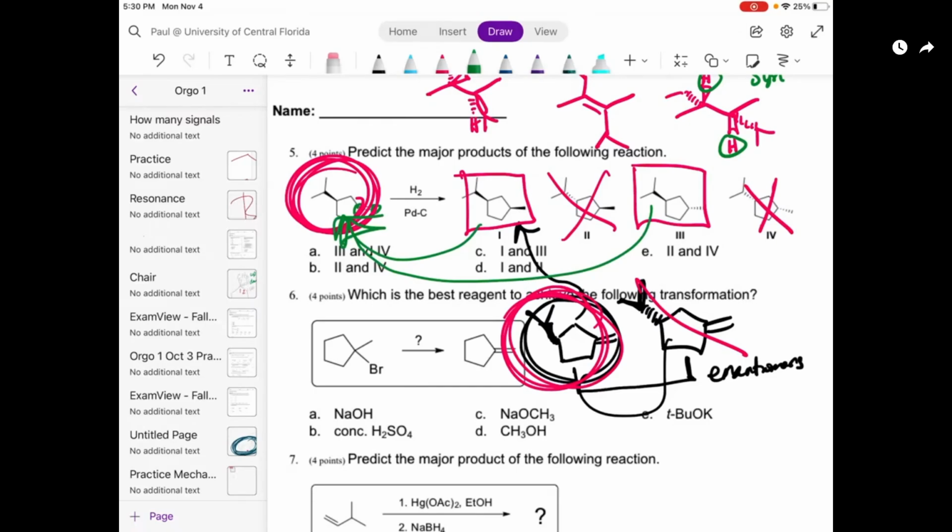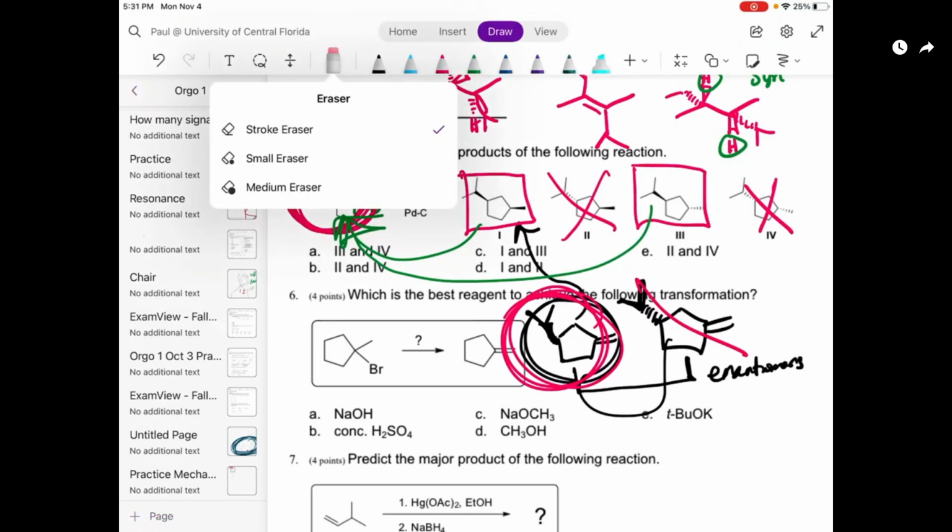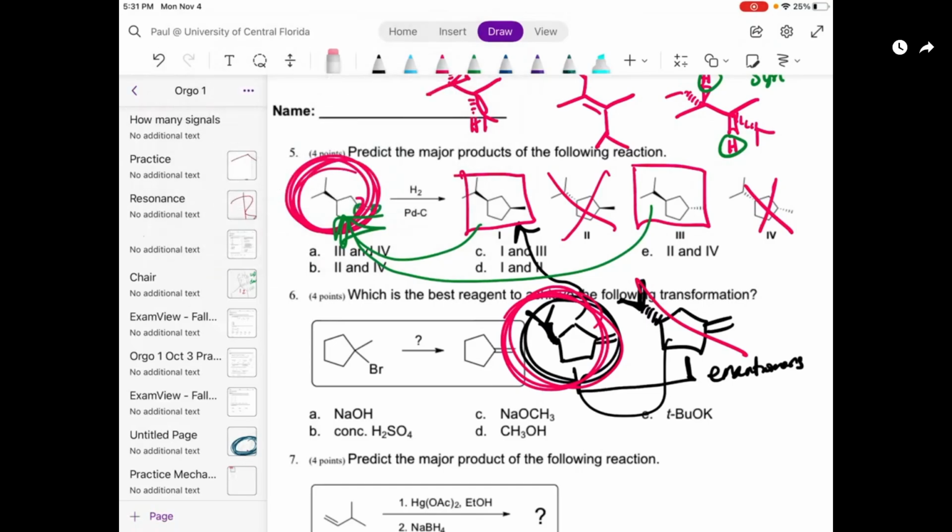So that was a trickier problem, because all 4 of those options are showing that the hydrogens add in a syn addition. And that's true, but we have to pay close attention to where those molecules are coming from. And those guys right there came from that enantiomer right there, which isn't an option because we only have one of them.